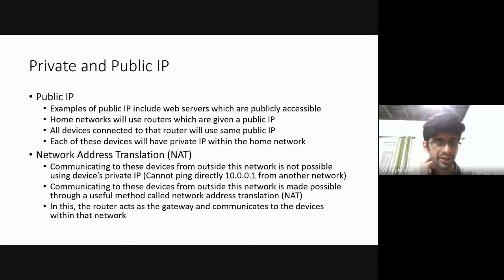A public IP is used when you need a device which is available publicly, as in you want it to be accessible from anywhere in the world. Normally web servers and file servers, which need to be accessed from outside, will have a public IP. So you need to buy a public IP. In a home network, your router will have a public IP, but your own laptop will have only a private IP. So if somebody is connecting with you, what they will see is your public IP, which is your router's IP, but not your private IP.